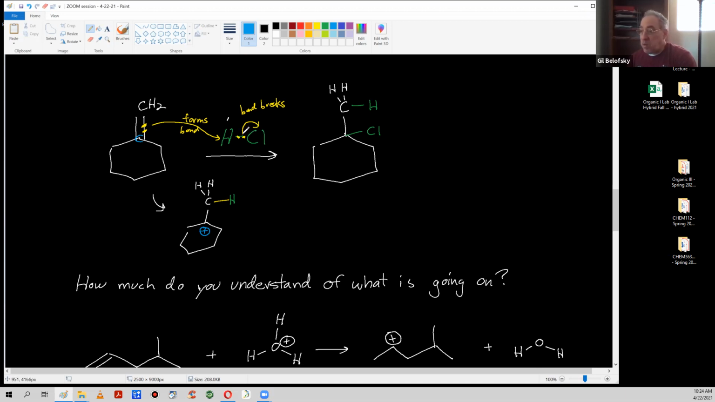What happened to the chlorine? The chlorine floated off with extra electrons. So the chlorine is sitting there as a minus because it has extra electrons. And then the final step is just one more bond forms, to get to right there.